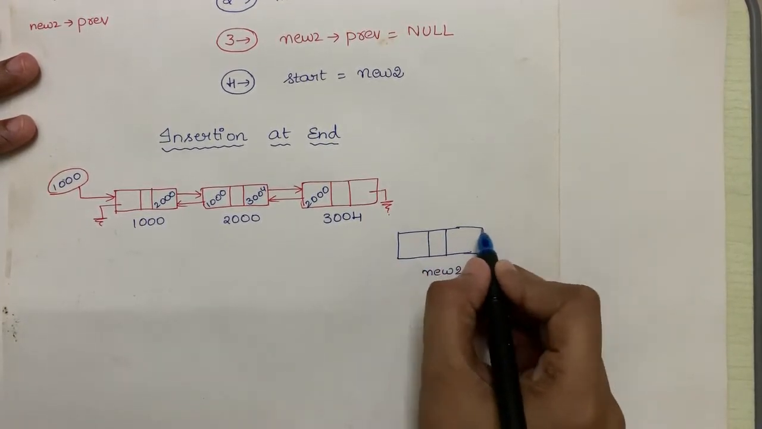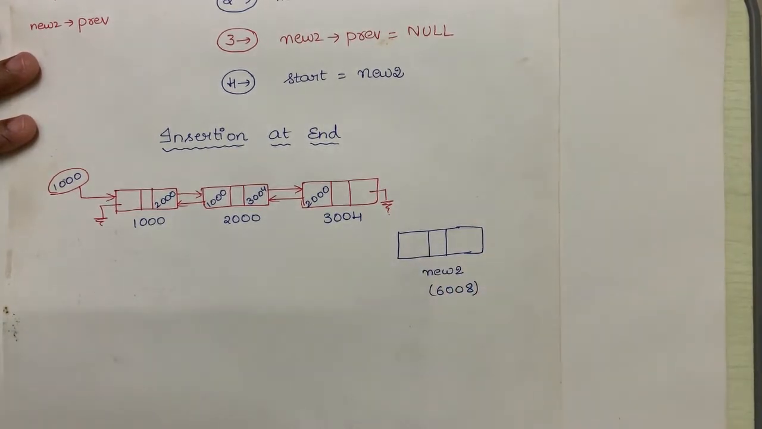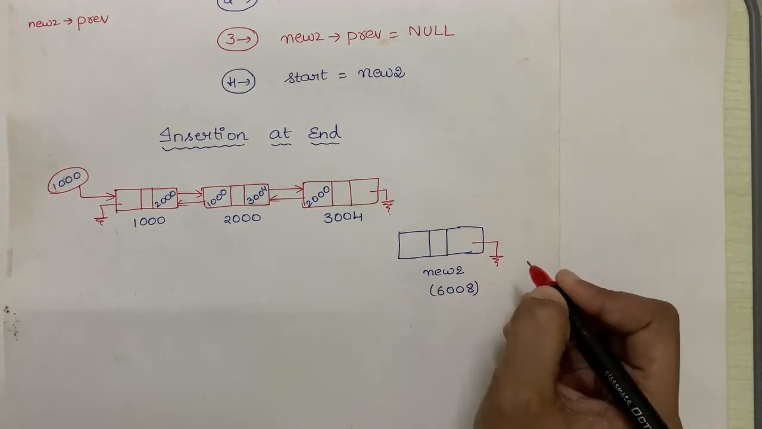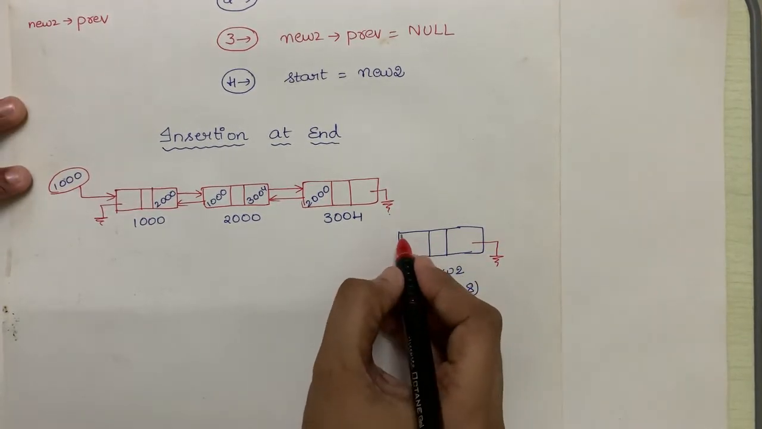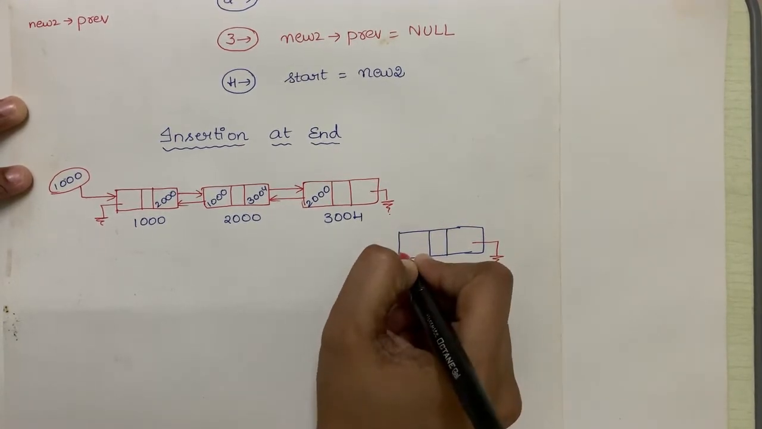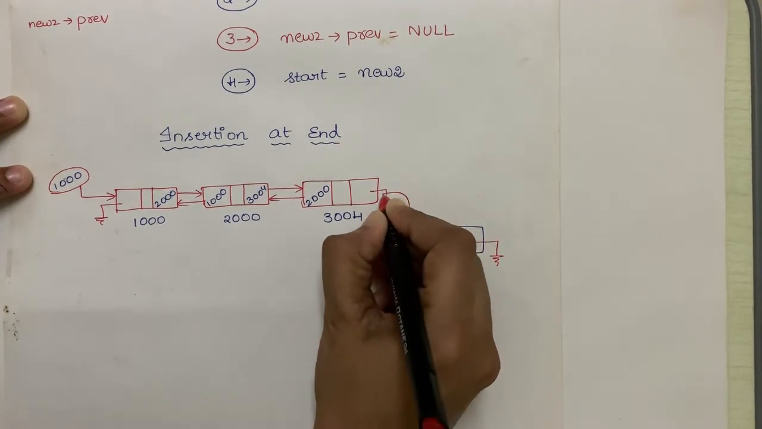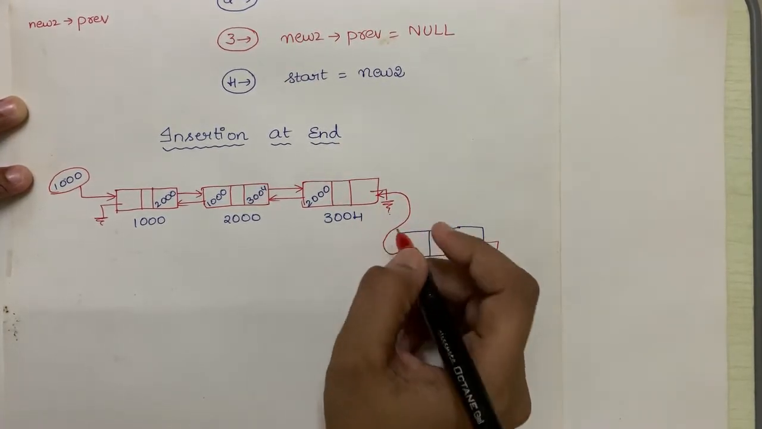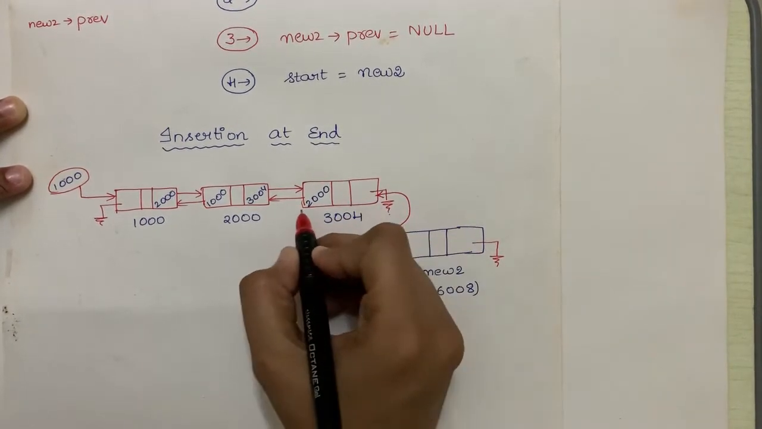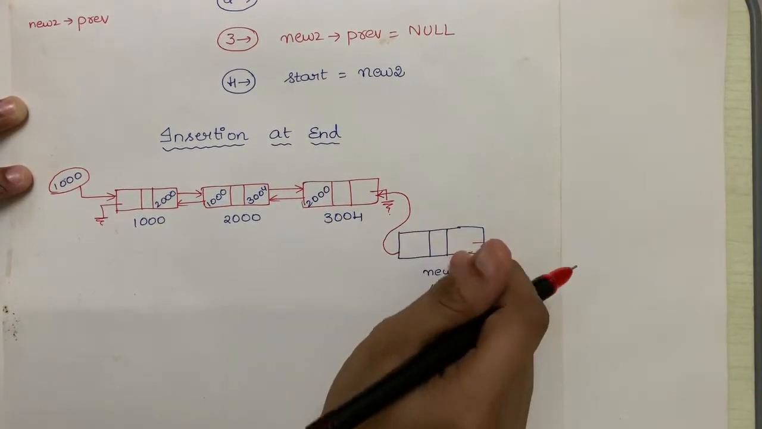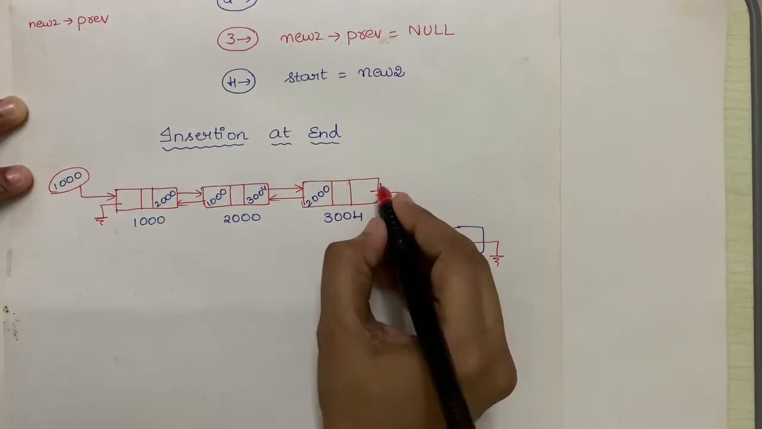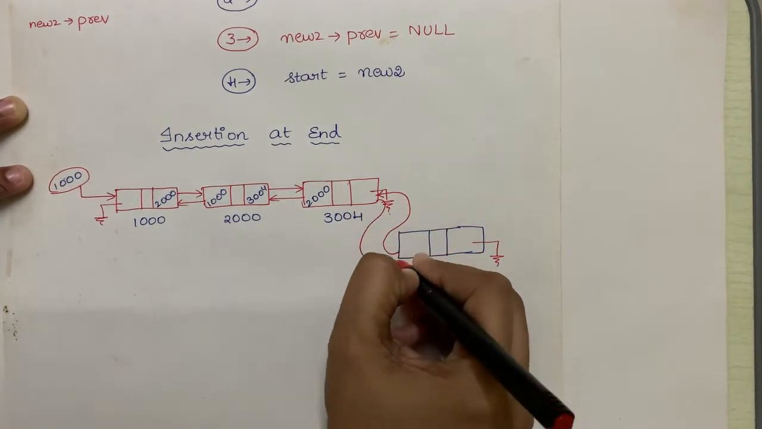And what is the property of this last node? The third field in the last node should store null, and the first field in the new node should store the address of its previous node. What is the previous node here for this new node? That is 3004. And after inserting this new2, this is not our final node in the double linked list. This is our final node. So the third field for 3004 should store the address of this new node.